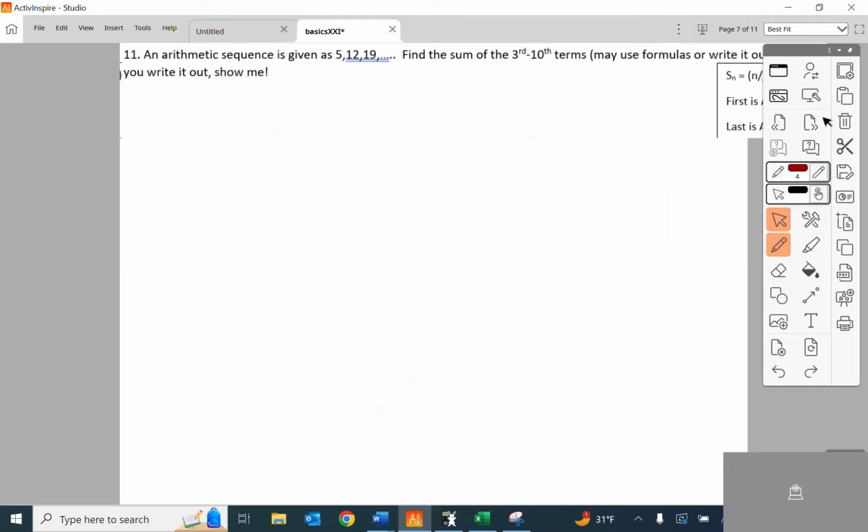An arithmetic sequence is given as 5, 12, 19. Find the sum of the 3rd through 10th terms. You may use formulas or write it out. So the sum of n things is given to you. It's n over 2, first plus last. In this case, it's going to be 3rd plus 10th. And I'm going to do this 2 ways. Obviously, I got to do the math. If I want the 10th term, I'm going to plug into this thing.